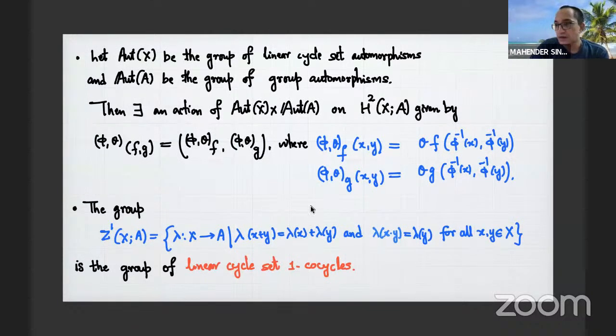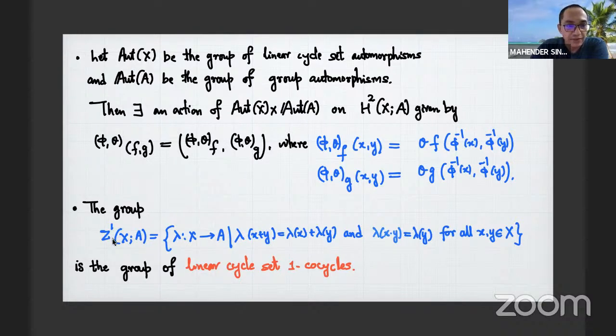So now toward the end of this talk, let us build the notation for stating the main result. I'm going to state a five-term exact sequence, and the construction is very similar to what happens in groups. So suppose X is the group of linear cycle set automorphisms, and A with this line here is the group of group automorphisms, just to distinguish. So there is an action of this group on the second cohomology, a very natural action set in this way. On each of these maps F and G, you just define it in a very natural way.